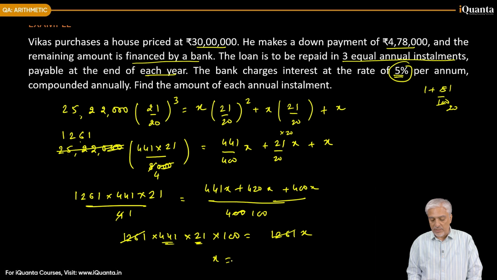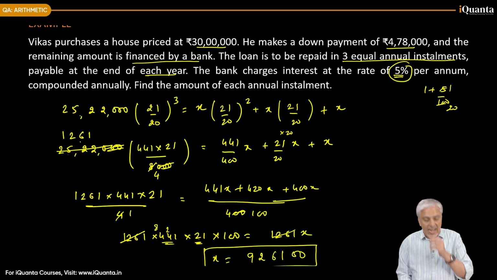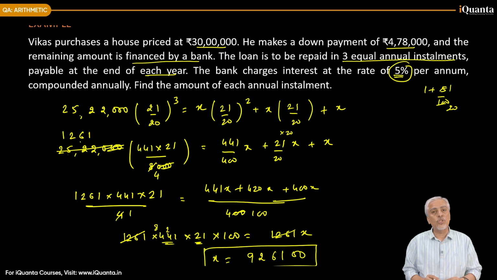So let's do this calculation carefully. 21 ones are 21. 2 carry. 21 fours are 84. 84 plus 2 is 86. 8 carry. 21 fours are again 84. 84 plus 8 is 92. 9261 with 2 zeros. And that becomes the installment, the annual installment Vikas has to pay.